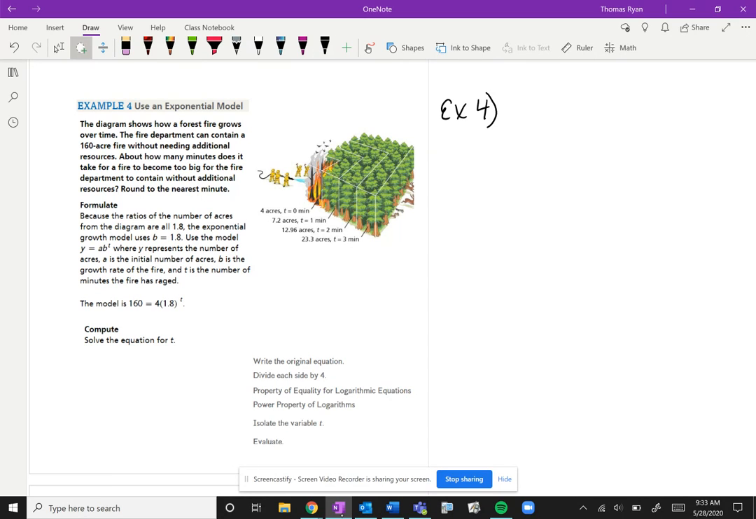All right, so we're going to use an exponential model. Really most of the work is done for us, but again, let's give this a chance. So the diagram shows how a forest fire grows over time. This is actually pretty interesting, I guess.